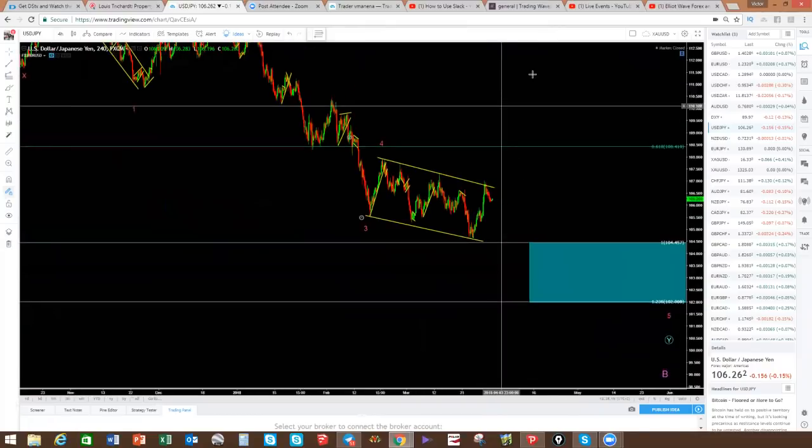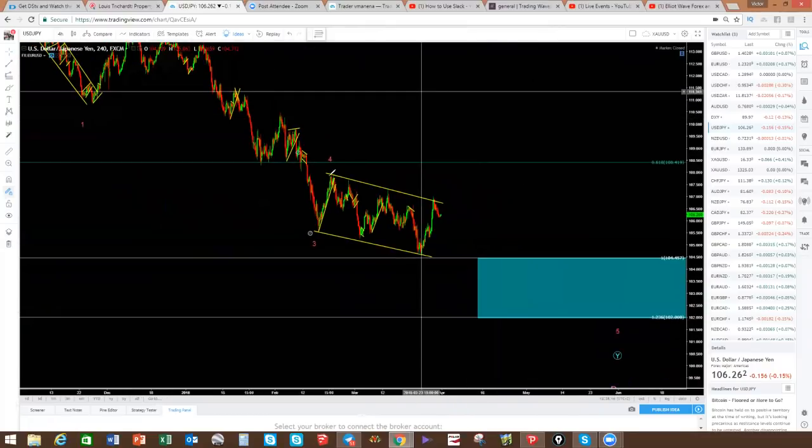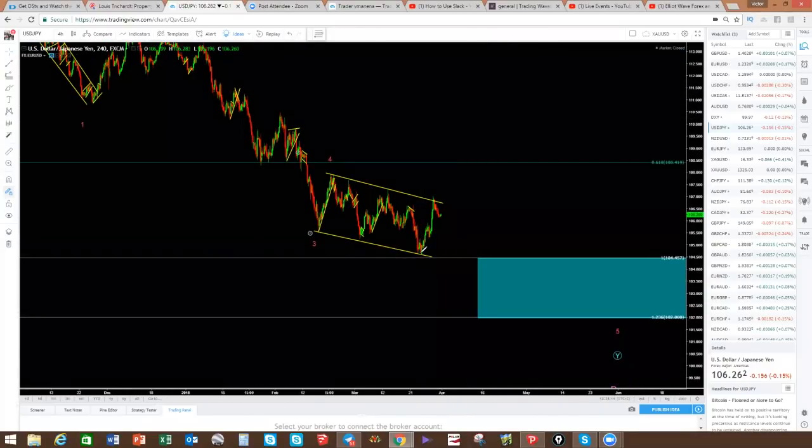So we're starting to look at this as an ending diagonal, but it looks like it has changed that structure because of this move. This looks impulsive. So we were looking at this as a 1, 2, 3, 1, 2, 3, 1, 2, 3. Let's do that. 1, 2, 3. We're looking at this as a 4 and then a 5 before we get a move up. But this is too impulsive. But in any case, this looks like it's going to come back here and drop.